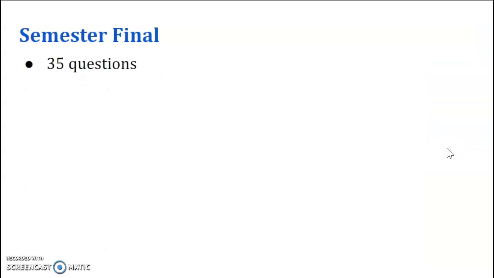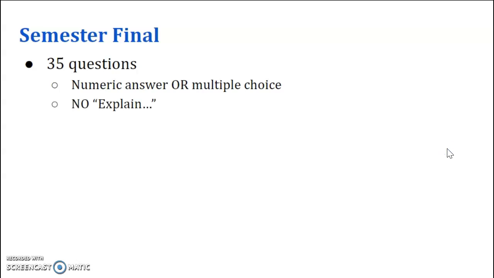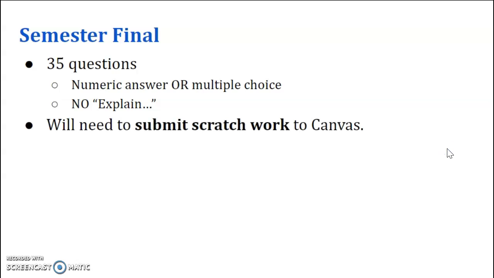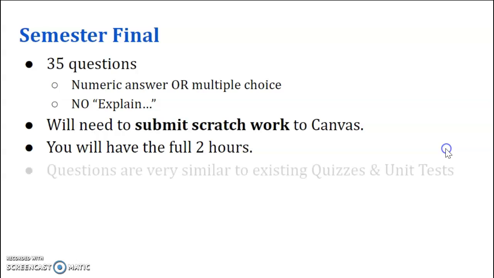What is going to be on the final? It will comprise 35 questions, numeric answers or multiple choice. That means there will be no explain or short answer questions. You are going to need to submit scratch work for Canvas to verify that it is your authentic work. You will have 2 hours, but we're still considering shortening the time a little bit.